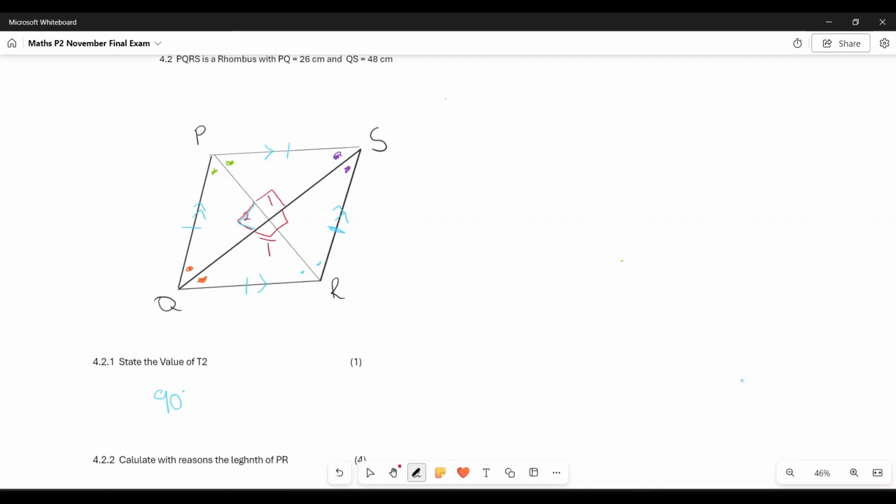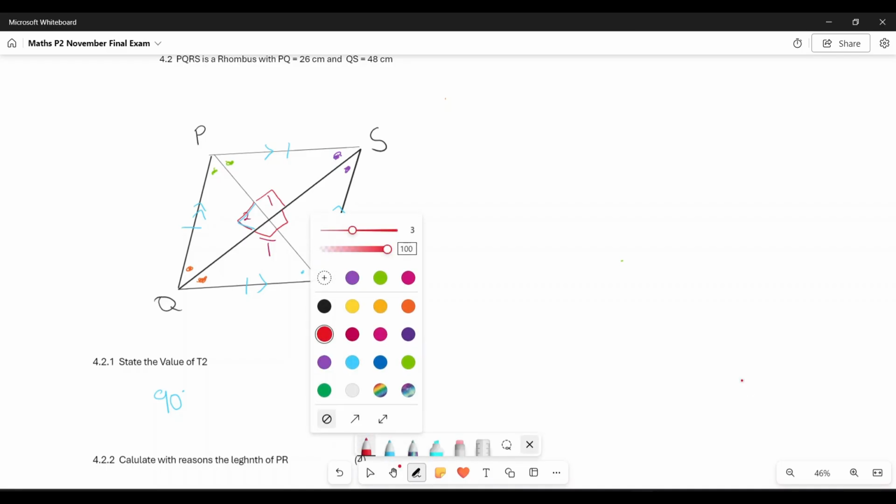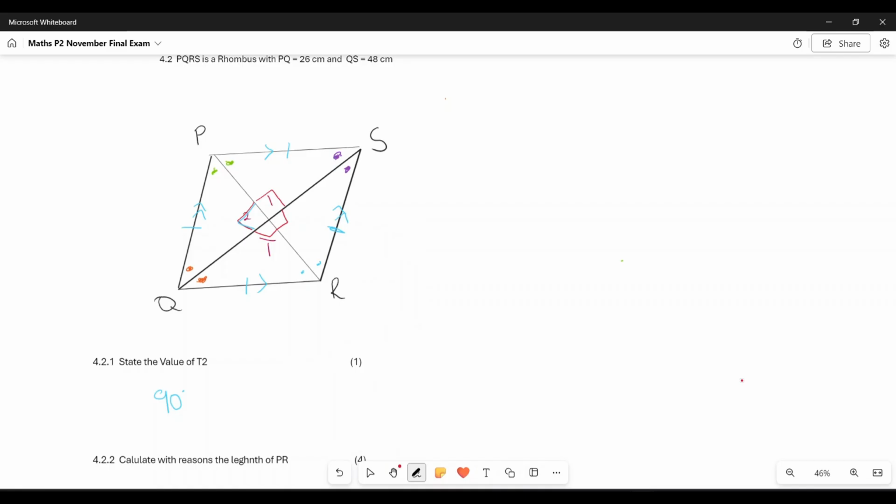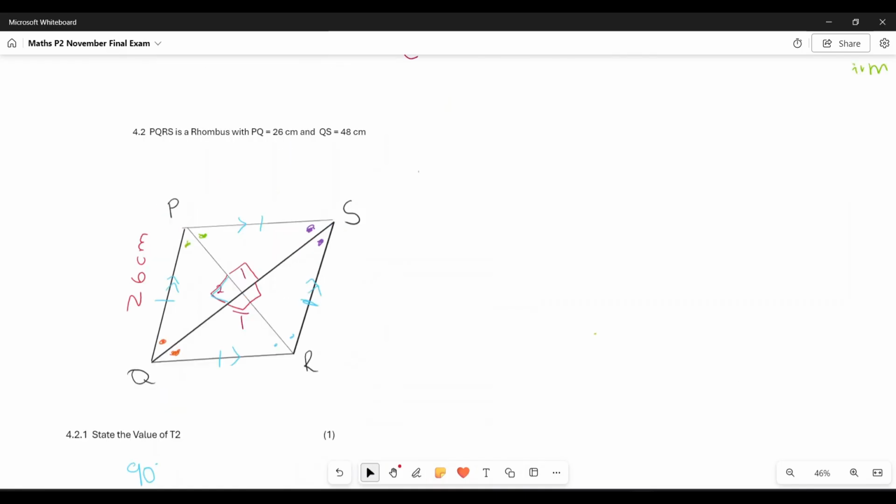Now calculate with the reasons the length of PR. First let me write down these lengths that I'm given, right? Initially I was given lengths and I was told that the length from P to Q is 26 centimeters. And the length from Q to S is 48 centimeters. So basically, QS, the whole of this line, it's 48.